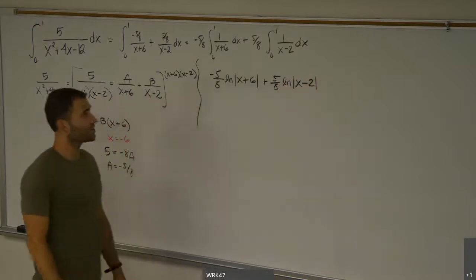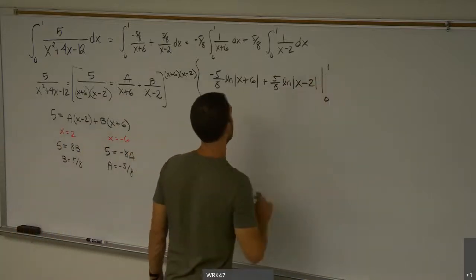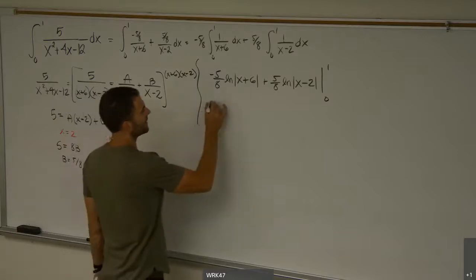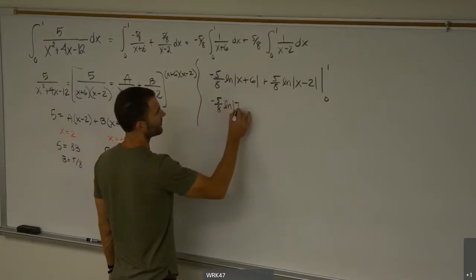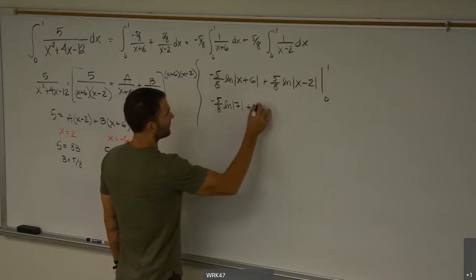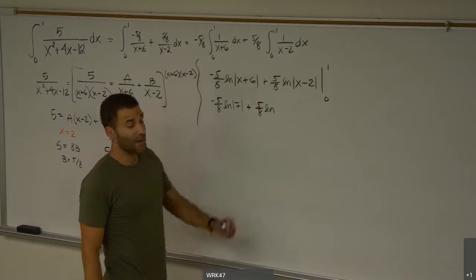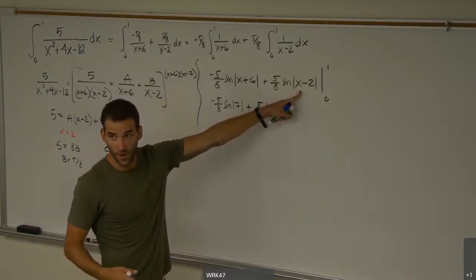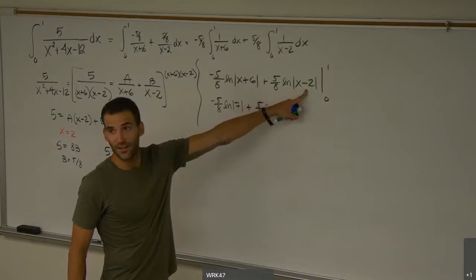In this case, we're not going to do a plus c, right? We take our antiderivative and we're going to plug in some bounds. So we plug in the upper bound, we get negative 5/8 ln of 7 plus 5/8 ln of, and this is why it's important to have the absolute value, because when I plug in 1, you're like, wait, ln of a negative number. No, it's not. It's the absolute value of it. So 1 minus 2, right?